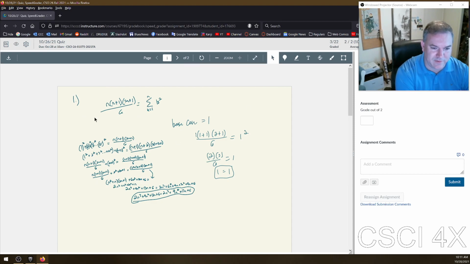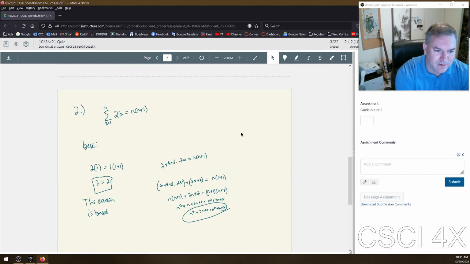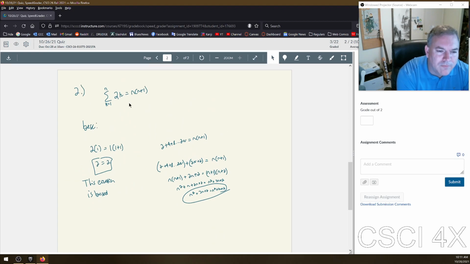So the first one I'd say is actually correct, even though I usually tend to put the base case first. You can do it like that, that's fine. Base case, sum of all numbers that are 2, 4, 6, 8, base: 2 times 1 equals 1 times 2. Check.